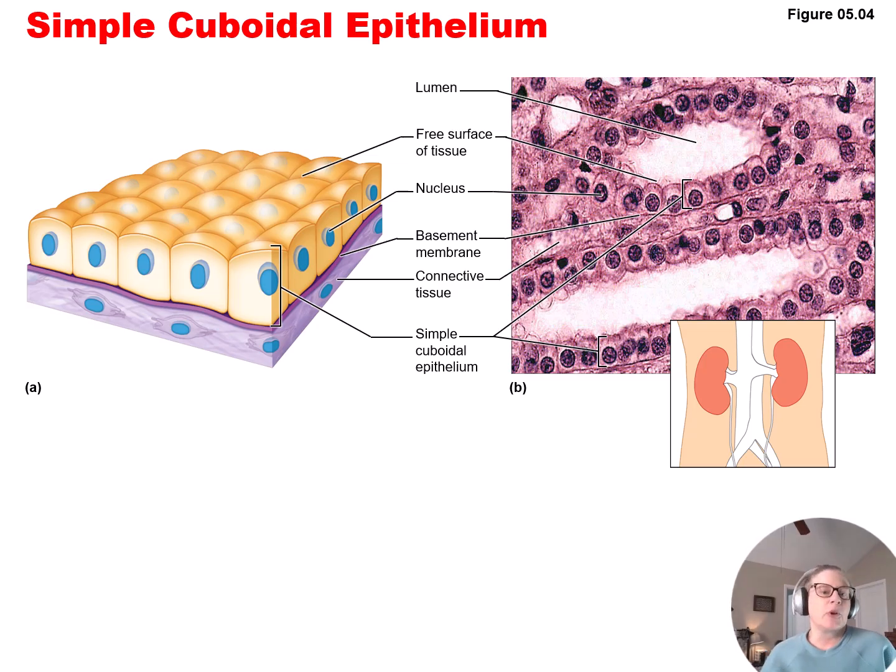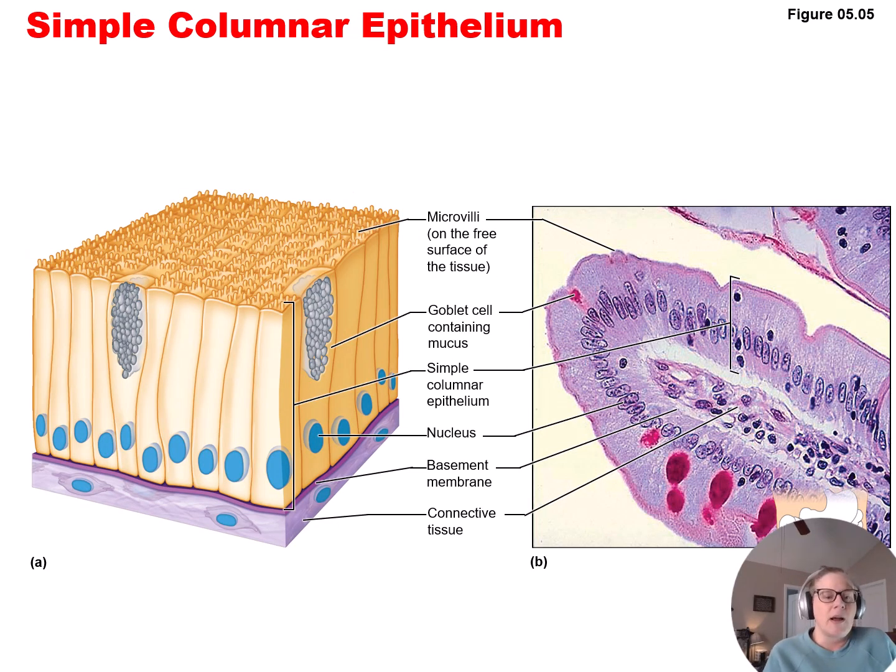Next, we're going to discuss simple cuboidal epithelium. It's still one layer thick, but now we've switched to talking about cuboidal cells. So these cells are about as wide as they are tall. And simple cuboidal epithelium is typically used for absorption and secretion. Here we have simple columnar epithelium. These cells are more column-shaped and have very elongated nuclei. They're tightly packed together, and these types of cells specialize in absorption and secretion.